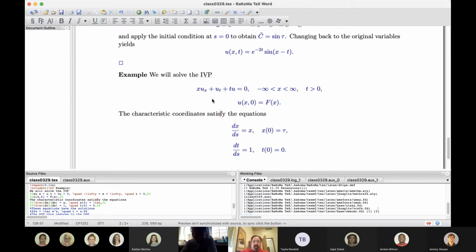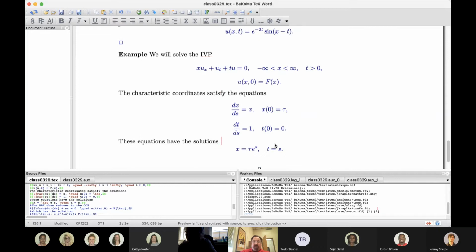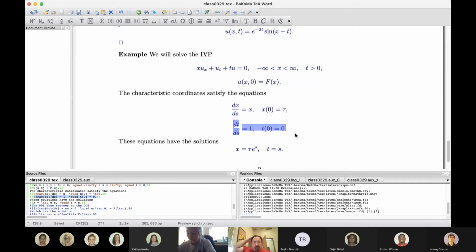All right. So coefficient of ux goes here. Coefficient of ut goes here. The initial values would be tau for x and then 0 for t. So then we can go ahead and solve these. Now, what we get for the solutions, well, t just turns out to be s again. This problem for t turned out to be exactly the same as in the previous example.